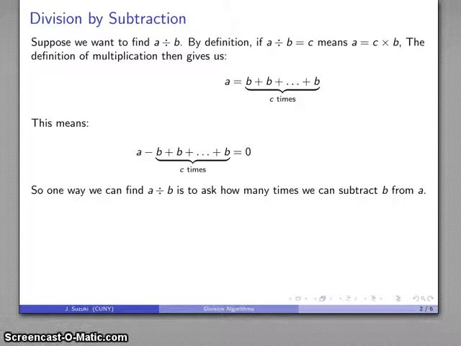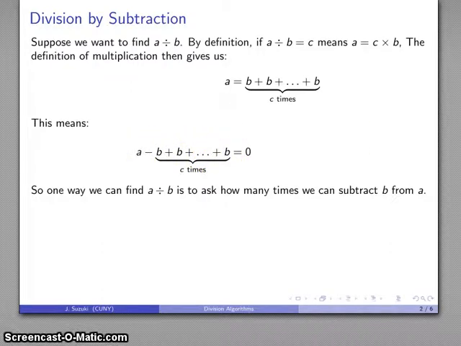And so what that says is that I can perform a division, A divided by B, by answering the following questions. How many times do I have to subtract B, starting with A, until I get zero? How many times can I subtract B from A? And this is our basic division algorithm, and this is the basis for all methods of division. And so this is everything you really need to know about how to divide.